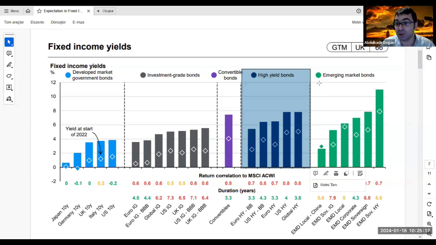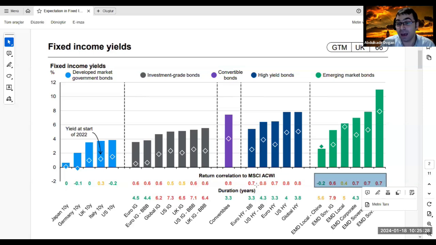And here we have the emerging market bonds. Please look at the emerging market: China, corporate, sovereign, and local. So emerging market bond returns are generally higher than the government bonds and lower than the high yield bonds, because these are government bonds and these are just corporate.